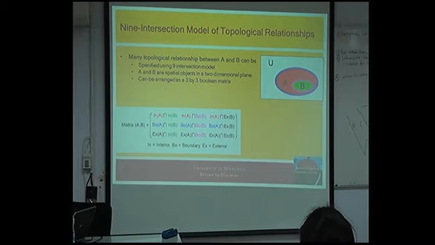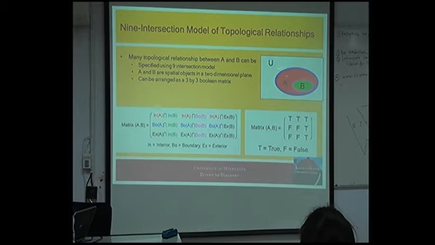Now this was done through a thesis, Max Egenhofer's thesis. He basically said, okay, if I look at these intersections and treat each intersection as a Boolean, which means it's either true or false, then I'm going to get only so many possibilities, and he narrowed it down to 12. So first let's look at the binary version of this 9 intersection matrix.